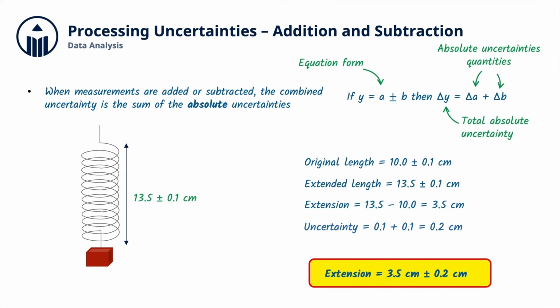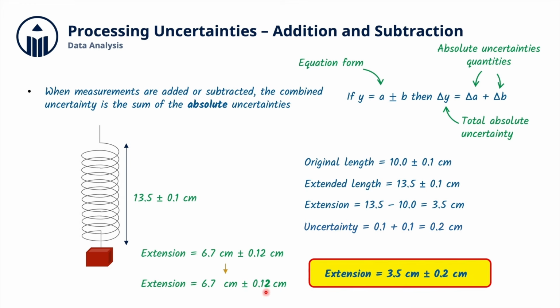The final combined uncertainty should always be expressed to one significant figure, like we have done here, unless that figure is 1, in which case there should be 2 significant figures. For example, if the extension was 6.7 plus or minus 0.12 centimeters, the uncertainty would round to 0.1 centimeters to one significant figure, but this is actually still written as 0.12, 2 significant figures, as the first number is 1.